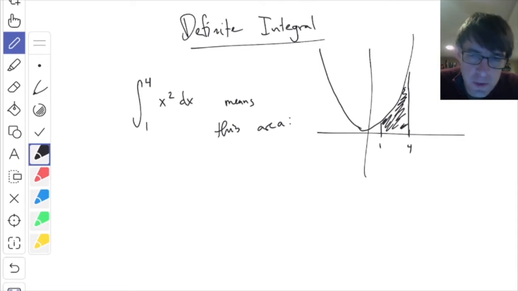You take that function and find the area under the curve, between the x-axis and the curve, by some means. That's a weird shaped area, so it's not clear at all how you would ever figure out what the area is, but that's what the definite integral represents. It represents that area.